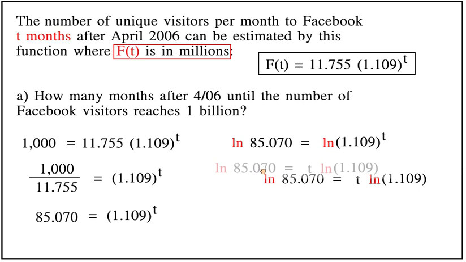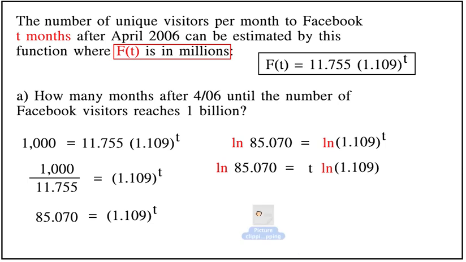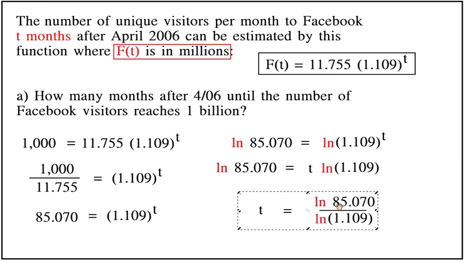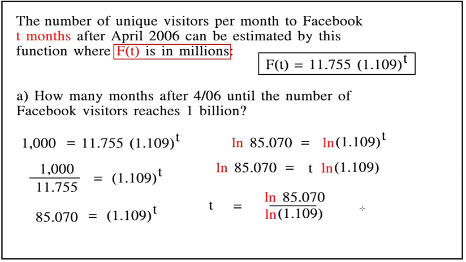The t comes out in front as a multiplier, and now it can be solved for by dividing both sides by ln of 1.109. And that is in fact my next move, and looks like this. So there you see it. We've solved for t. All that's left is to do the calculator grunting.